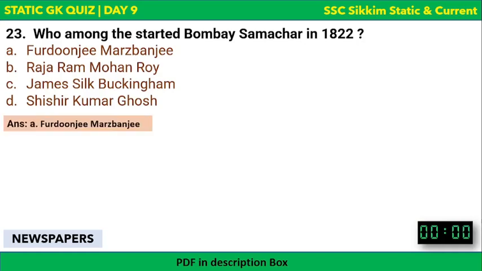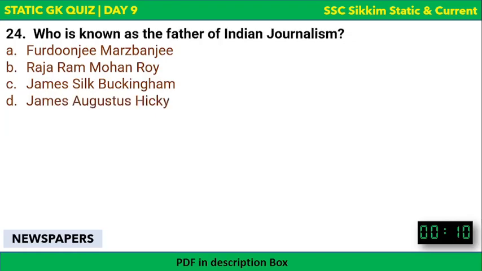The correct answer to this question is Furdonji Marzbanji. He was the one who started Bombay Samachar in the year 1822. I hope this is clear. Next, who is known as the father of Indian journalism? Father of Indian journalism. The time begins.